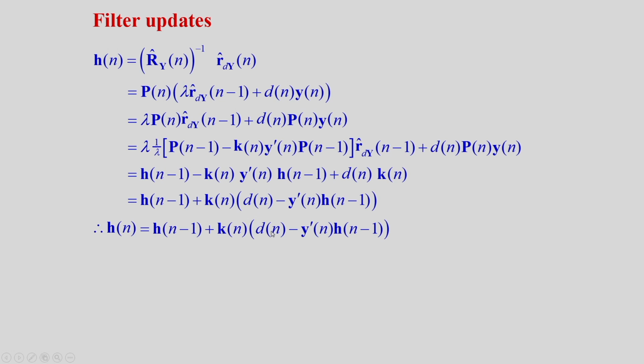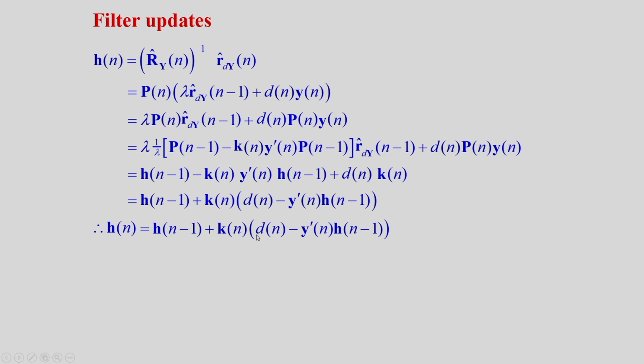Now, this is the desired signal, and this is y hat n into h n minus 1, that is the filtered output because of the filter h n minus 1, and the difference will be the error. This error is scaled by gain Kn and then added to the earlier estimate of Hn. So, that way Hn is equal to Hn minus 1 plus Kn times some prediction error. So, this interpretation is helpful.